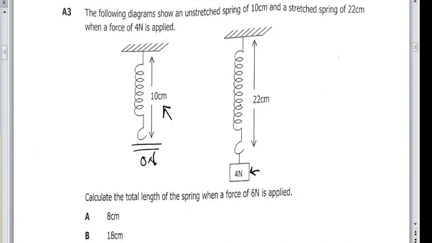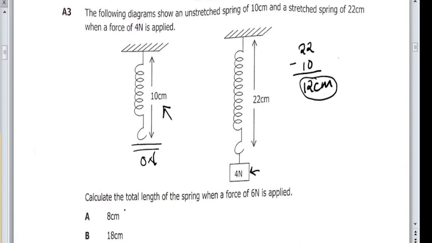So what's the difference between 22 and 10? The difference here is, if we say 22 subtract 10, we get 12. So 12 centimeters is the difference. So the length that the spring has moved when a force of 4 newtons was applied is 12 centimeters.